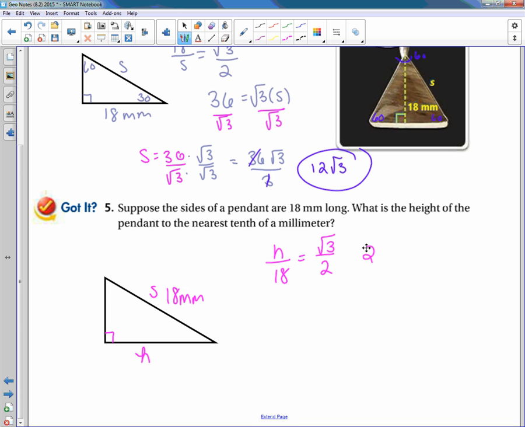But now I have 2H equals 18 times the square root of 3. When I'm simplifying here, I'm going to divide by 2, and h is going to equal 9 times the square root of 3. Okay, and that's how you would do the story problems for the 30, 60, 90 triangle.